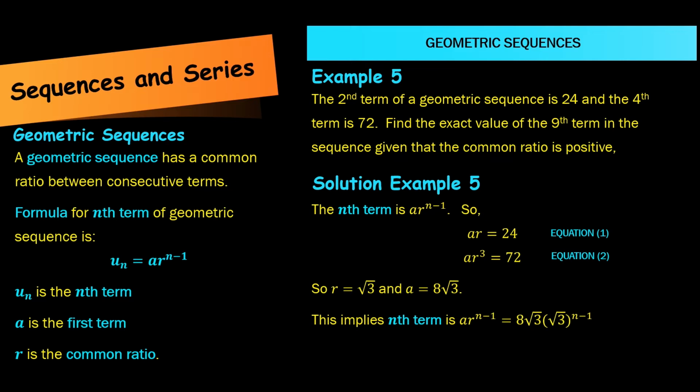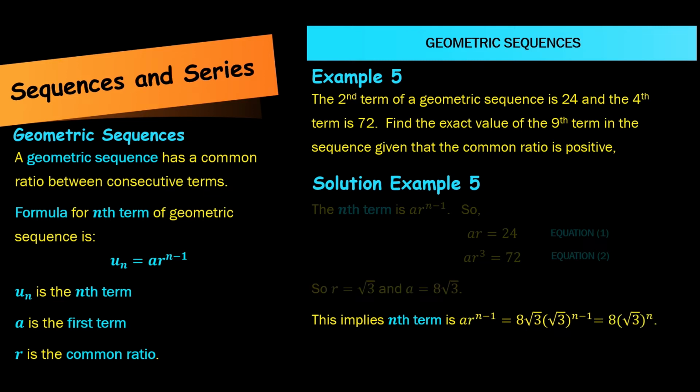This can now produce the nth term. So the nth term, of course, is AR to the power n minus 1, and we can now plug in the value of A, as shown here, which is 8 root 3, and the value of R, which is root 3. Tidying this up gives us AR to the power n minus 1 equals 8 root 3 to the power n.